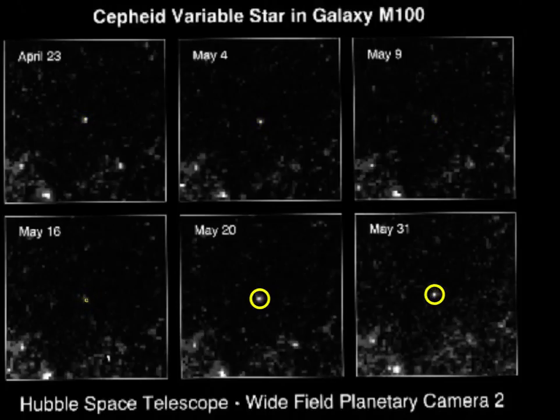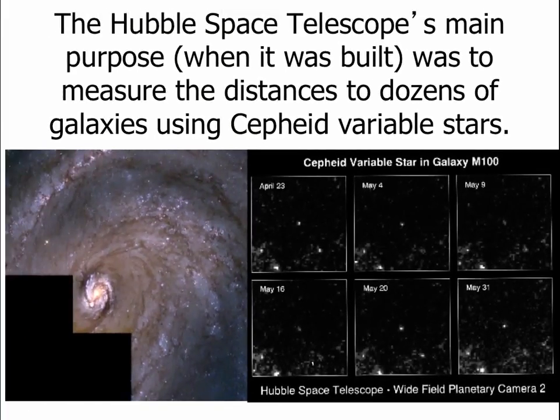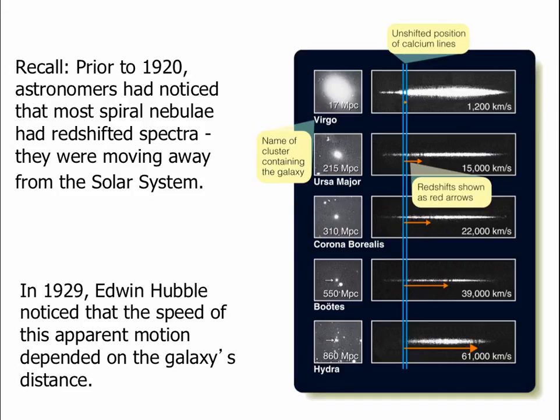So by watching several Cepheid stars like this, the Hubble Space Telescope was able to find dozens of Cepheid stars in each galaxy, and then by having dozens of galaxies with Cepheid stars, we can get very good statistics on distances. Now, we talked about in our last unit how prior to our understanding of galaxies, astronomers had noticed that most of these spiral nebulae had redshifted spectra. They had Doppler shifts that showed they were moving away from the solar system.